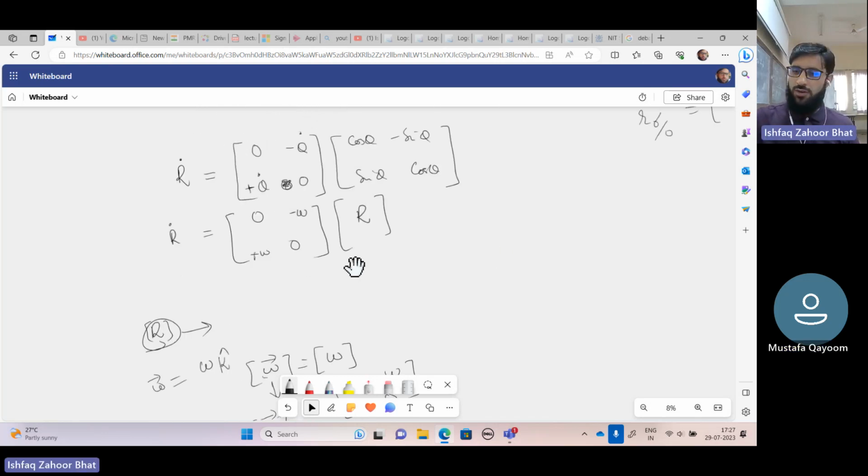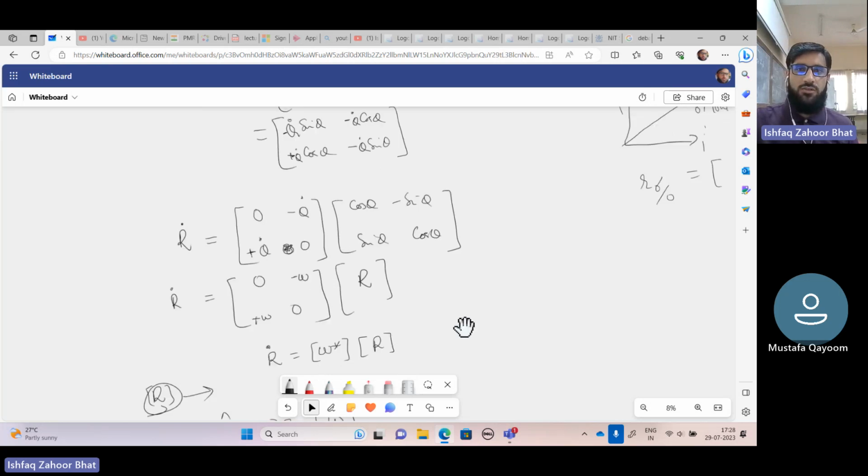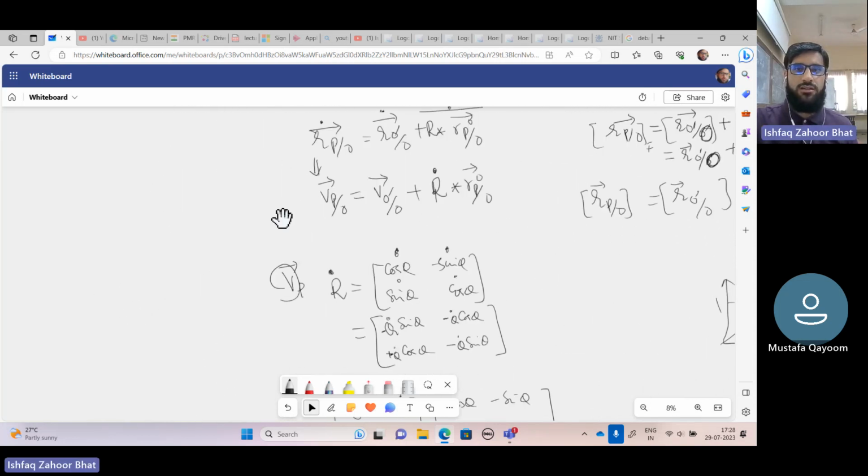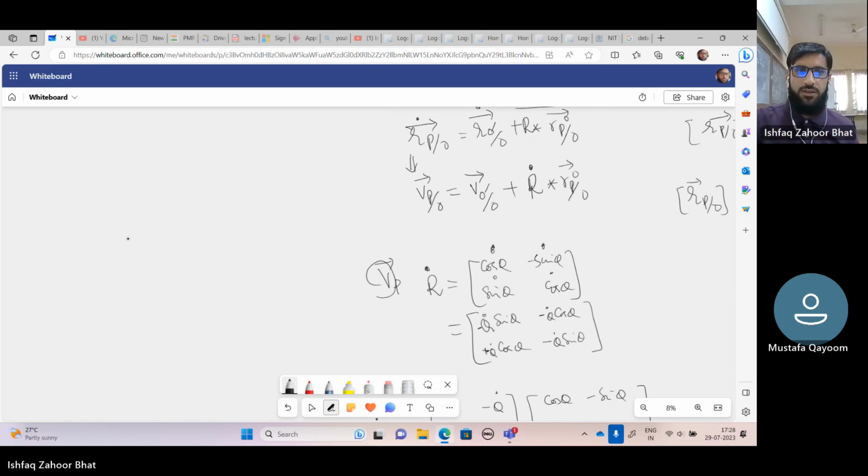So R dot is this. What is R dot? It is the skew symmetric matrix associated with angular velocity times the rotation matrix. Okay, so now going back to where we were. We have P with respect to O equal to V_O dash O plus, what is this R dot? This is omega skew symmetric times the rotation matrix R times R_PO.